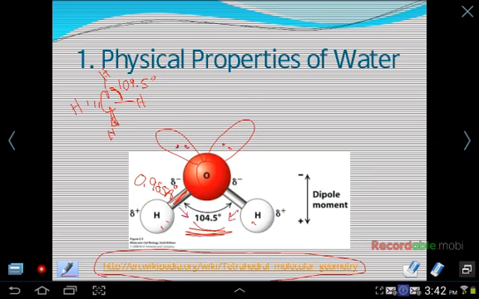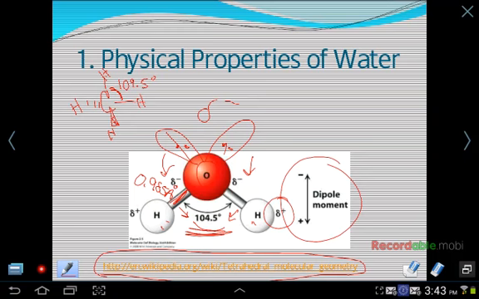Now, the bond angle in water, being 104.5, is actually smaller than your typical tetrahedral bond angle because of your lone pair of electrons here on oxygen, pushing the hydrogens closer together, taking up more space on the oxygen than they would if there was actually a covalent bond here. Now, because of this, we actually get a partial negative charge on the oxygen with a partial positive charge on our hydrogen, creating a dipole moment.